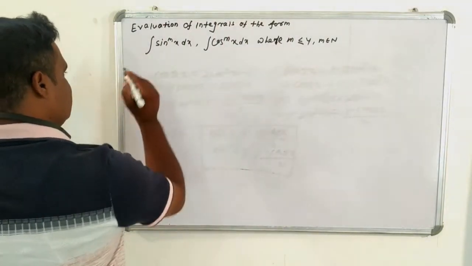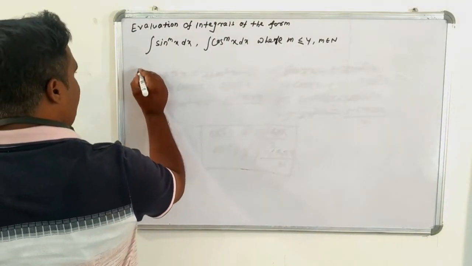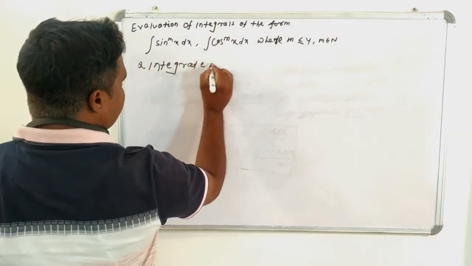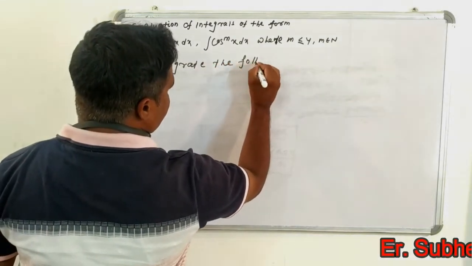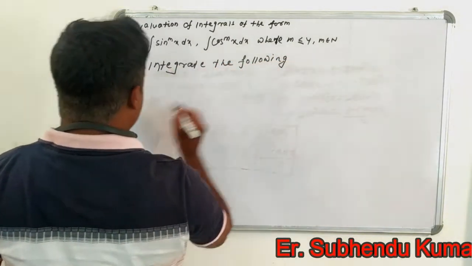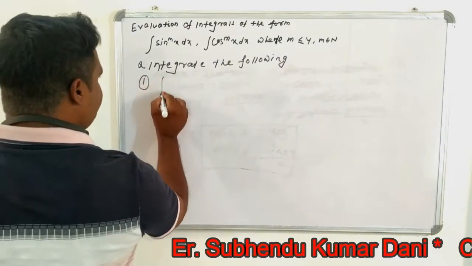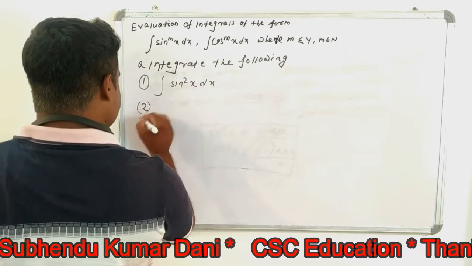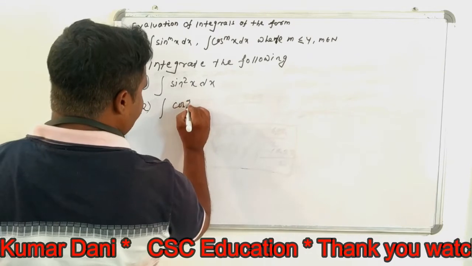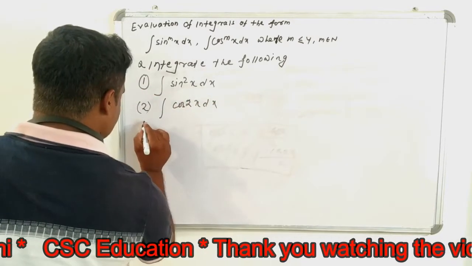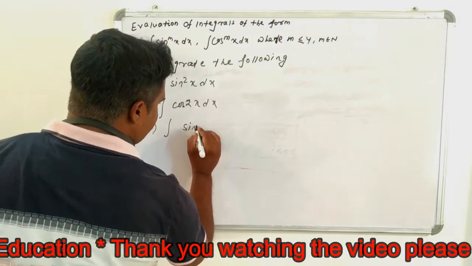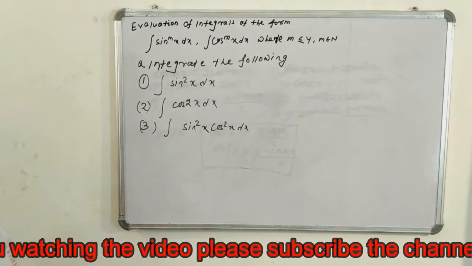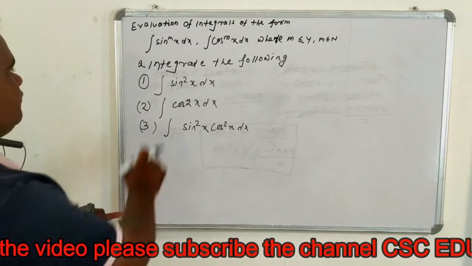Firstly, some questions: integrate the following. The first question is integration of sine square x dx. The second is integration of cos square x dx. Another question is sine square x cos square x dx in multiplication form. Okay, so firstly I discuss the first question.